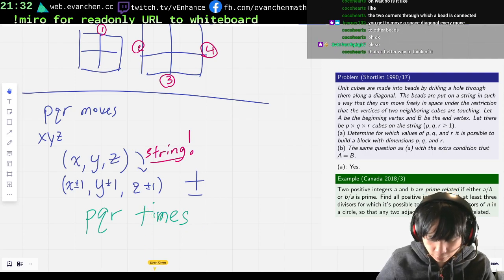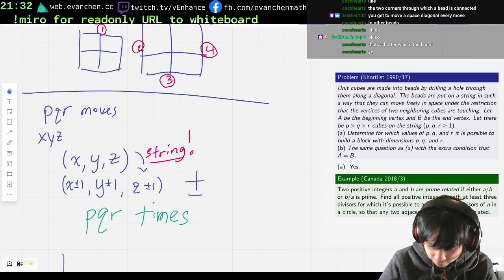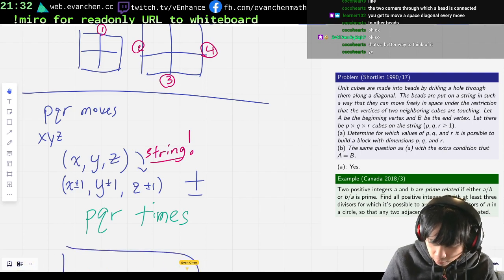So I think if you have a one, I think it's enough to deal with this one by one. This is so annoying to draw. Oh my god.